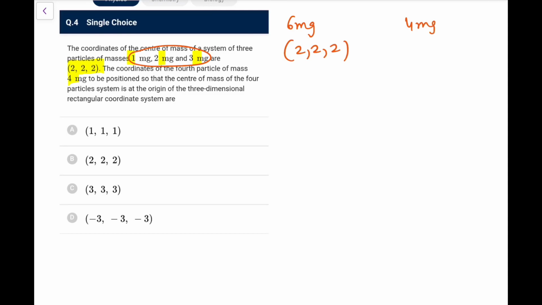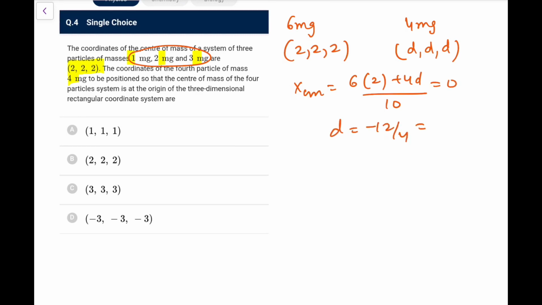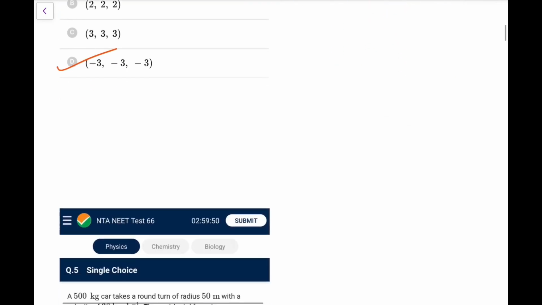The second one is 4 mg. From common sense, I can let's say it to be d, because then also we can have only for 0. So for CM to be 0, let's say for XCM, that would be 6 into 2 plus 4 into d upon 6 plus 4, that is 10, should be 0. So d comes out as minus 12 by 4, which comes out as minus 3. So it should be minus 3, that I can directly say. So it's an easy one.